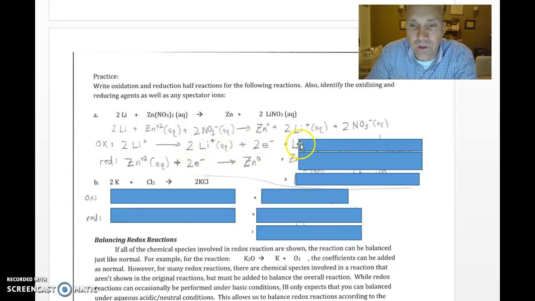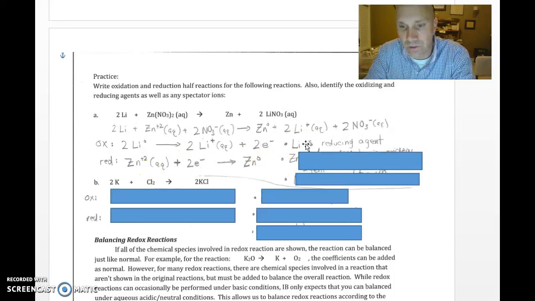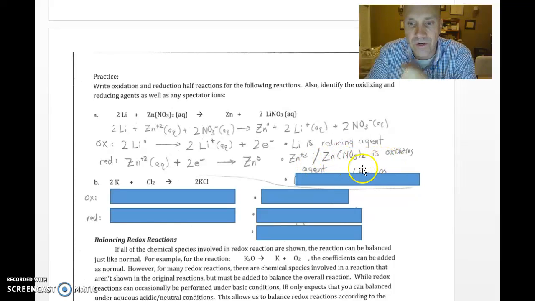So in this overall reaction, what would the oxidizing agent and the reducing agent be? Well, since lithium is undergoing an oxidation, it would be the reducing agent. It's the thing that supplies the electrons that allows zinc to be reduced. So lithium is the reducing agent. Zinc or zinc nitrate is the oxidizing agent. Both of these answers could be considered correct.